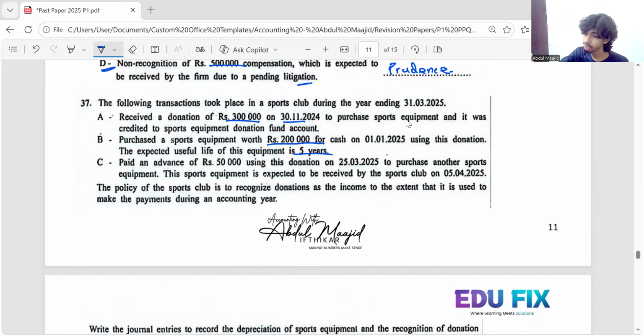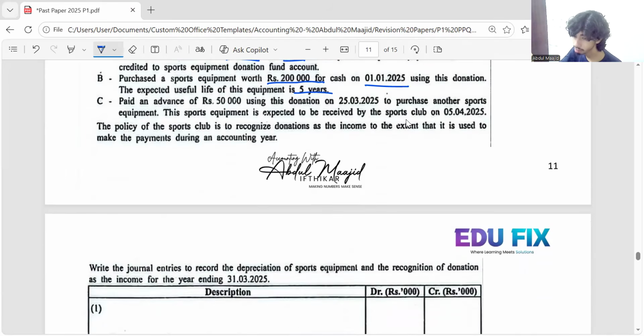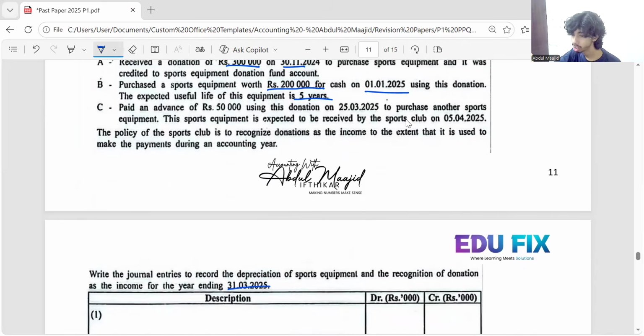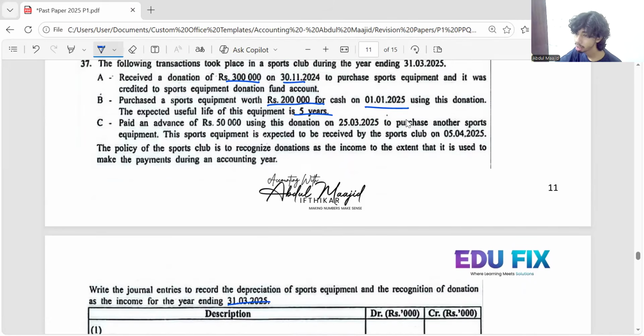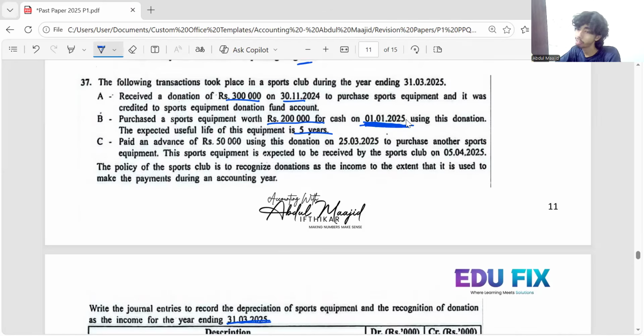Then what will be the depreciation? See here, you're purchasing the equipment on 1st of January. They're asking for the double entry as at 31st of March. Then for the year ending 31st March, if we purchase the sport equipment on 1st of January, we are calculating depreciation as at 31st March. That's going to be for 3 months. Now for 1 year, the depreciation will be 200,000 divided by 5. For 1 year, it is 40,000.